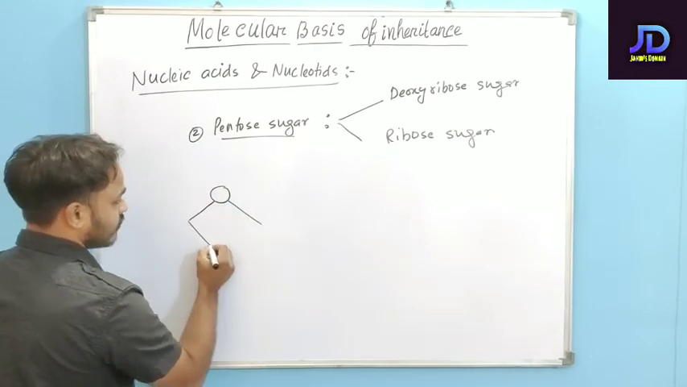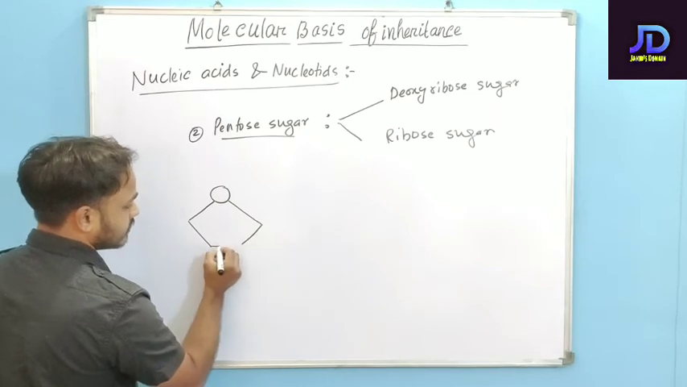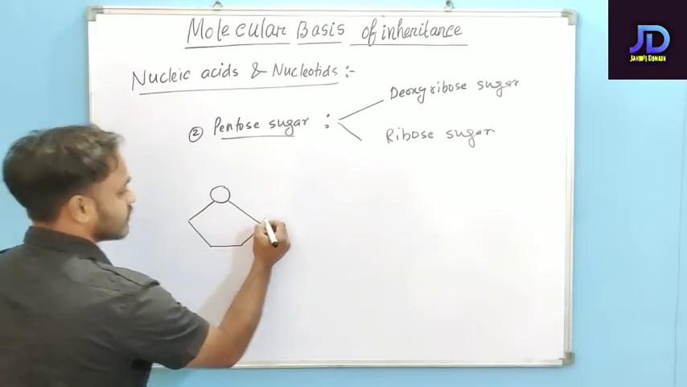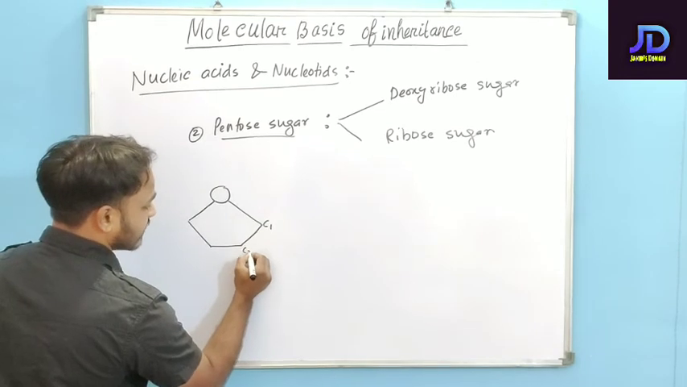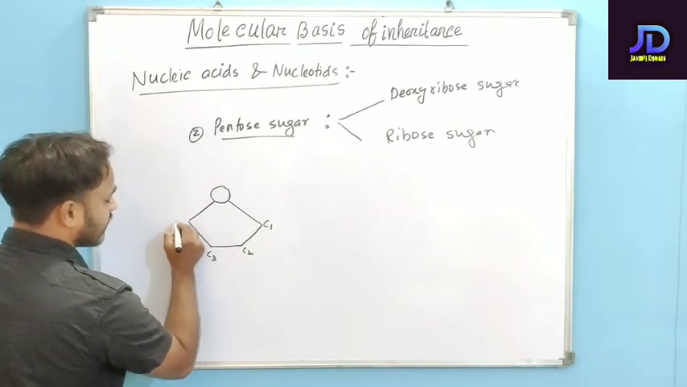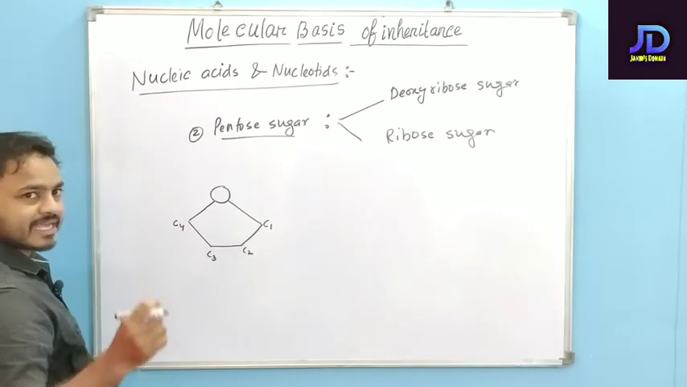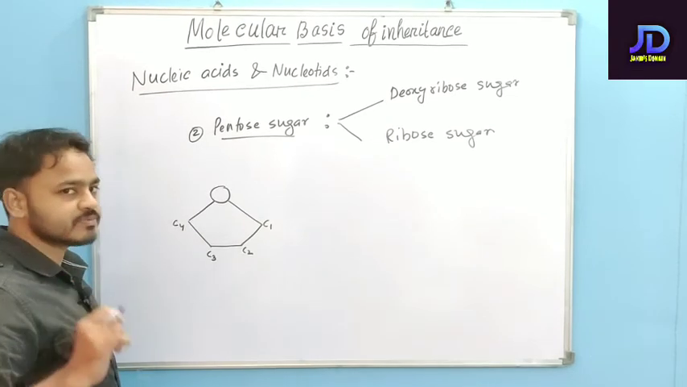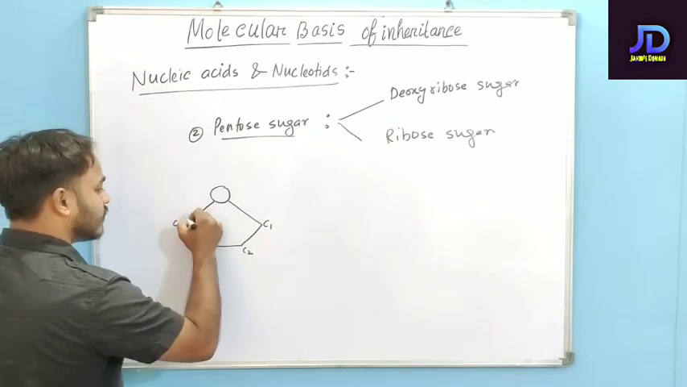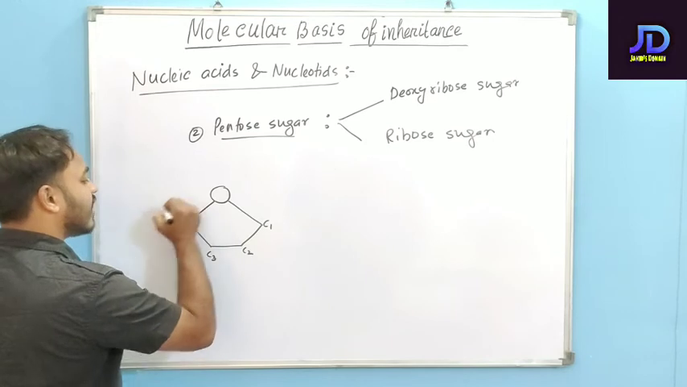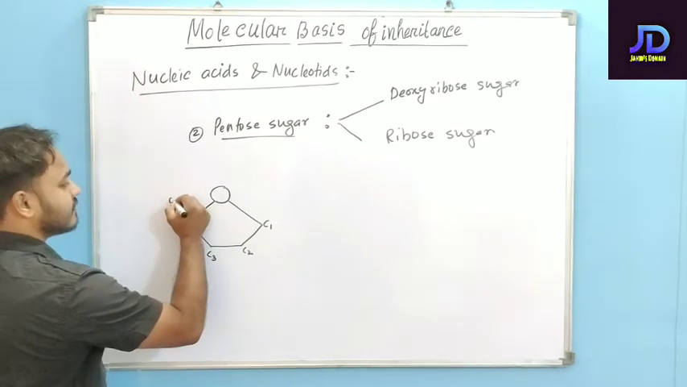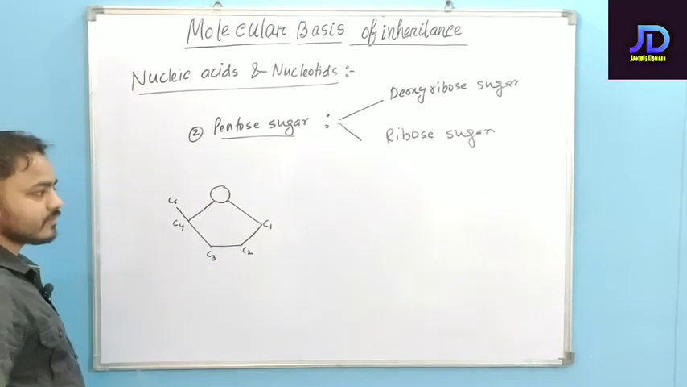This is the first carbon, this is the second carbon, third carbon and fourth carbon. But I have already mentioned that there must be 5 carbons. The 5th carbon will be as an arm. Here the 5th carbon will be there, right?